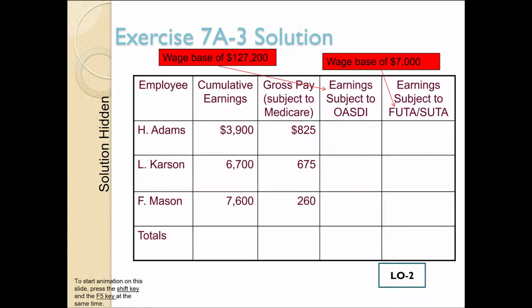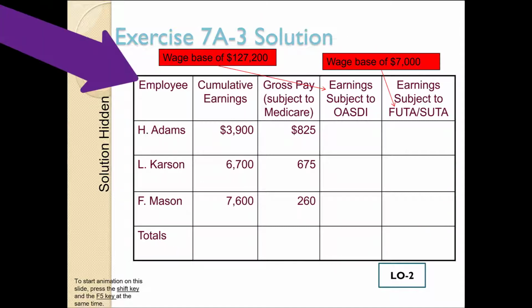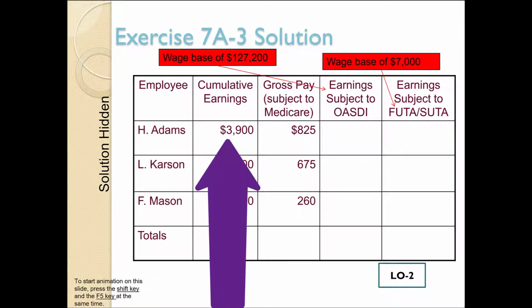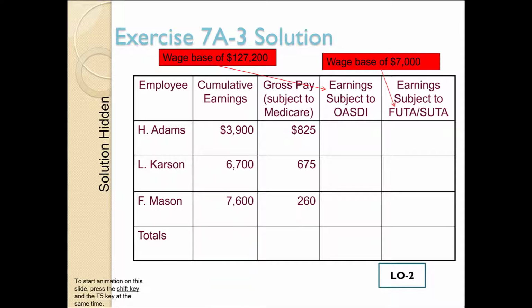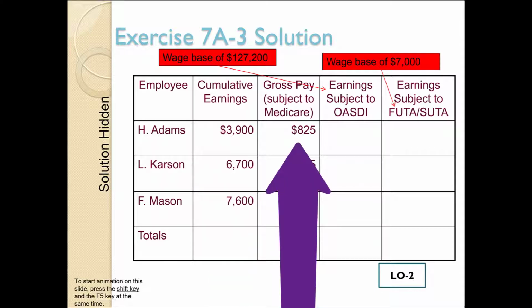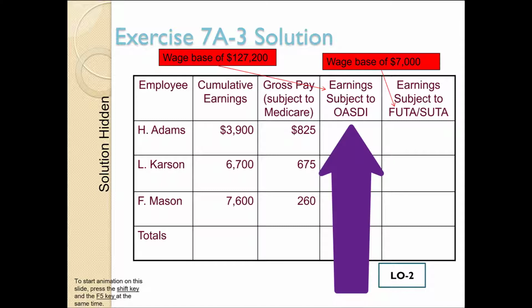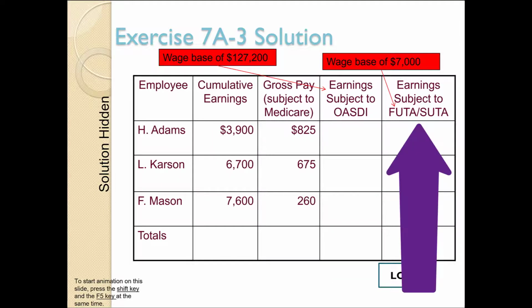So I've laid out the information for exercise 7A-3 in this table. On the far left, we have the list of employees, Adams, Carson, and Mason. The next column, we have their cumulative earnings, meaning their earnings prior to this paycheck. And then we have their gross pay, of which all of it is subject to Medicare, of course. And then we've got columns for earnings subject to OASDI and then earnings subject to FUTA and SUTA.